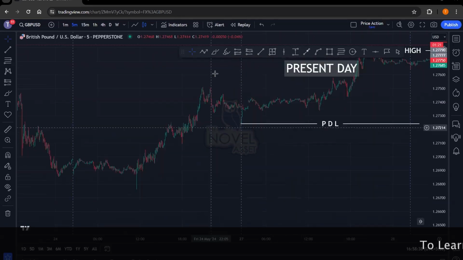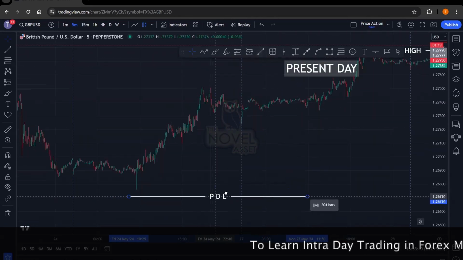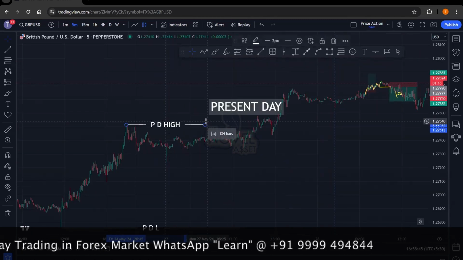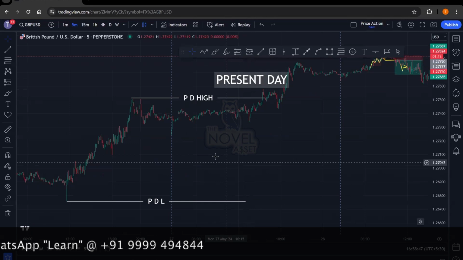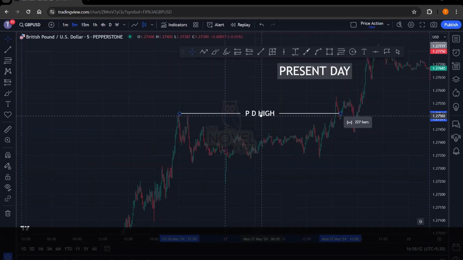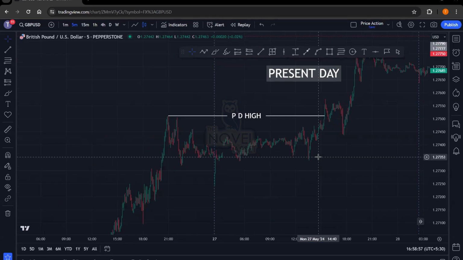You need to mark the intraday low and the intraday high of the previous day. So this is your previous day low of the market, and this is your previous day high of the market. So this is your previous day high, and this is your previous day low in the market. Now, as I told you, this strategy works 70% of the times, 80% of the times, and that's what we are backtesting, and take the action accordingly.